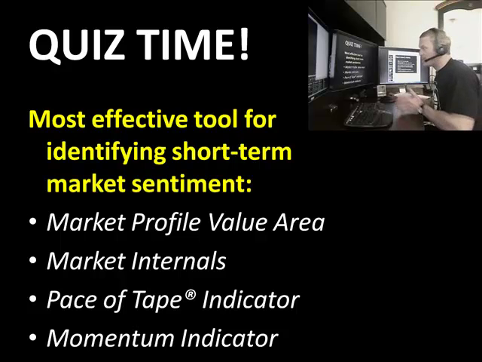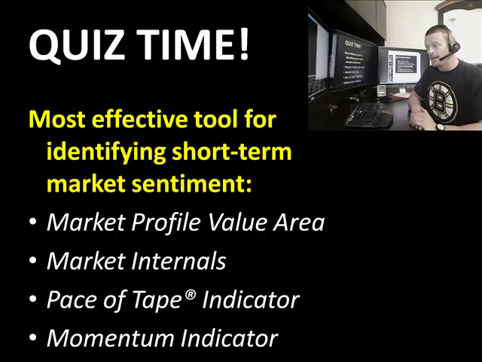Short-term sentiment. Is it market profile, market internals, the pace of the tape indicator, or is it momentum indicator? Which is the most effective for identifying short-term market sentiment? Market profile, market internals, the pace of the tape indicator, or is it that lovely momentum indicator? Do you know the answer?